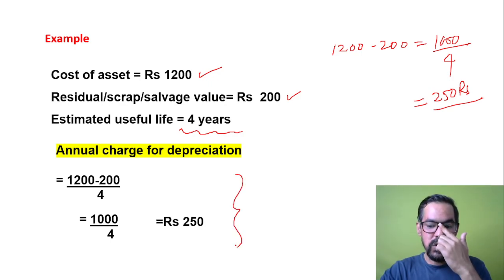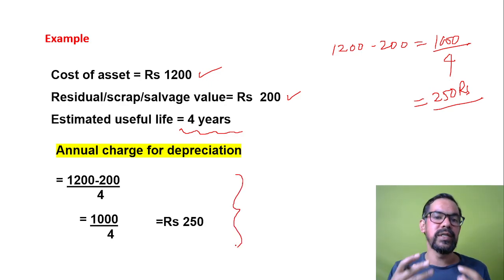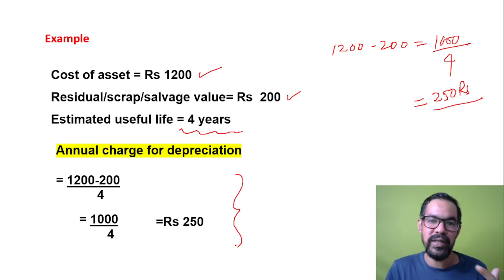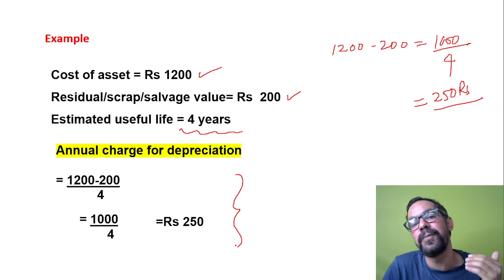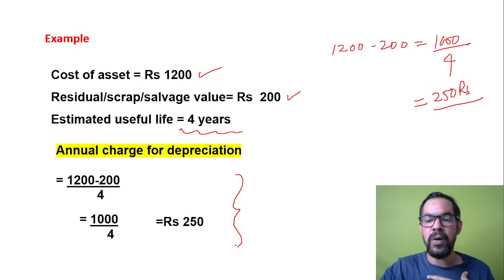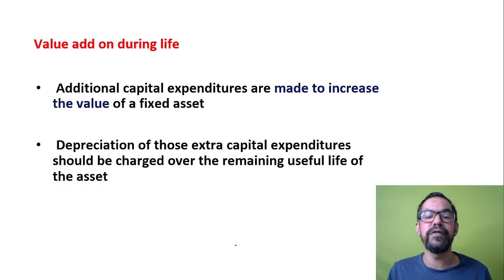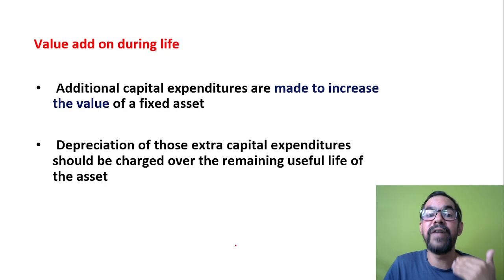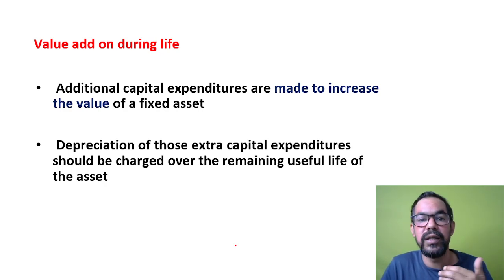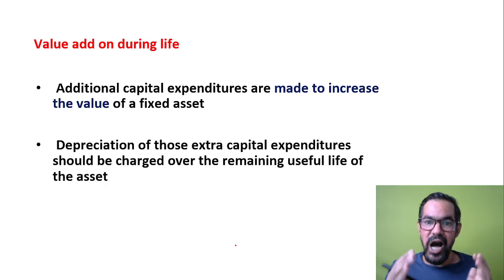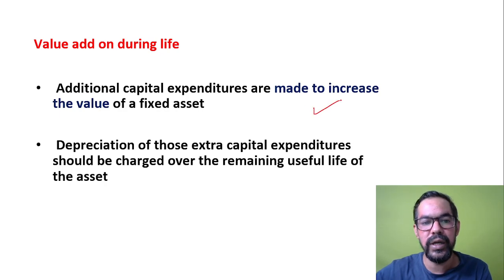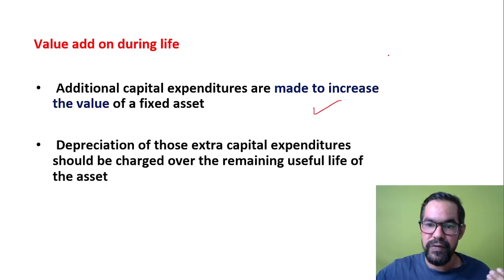Okay, so hope with this example you get an idea about how to calculate depreciation by using the straight line method. Now this is one of the simplest methods to measure depreciation. Sometimes there are some add-ons, as you study different cases. There may be some value added during the life of that particular machinery. So how do we adjust those cases?